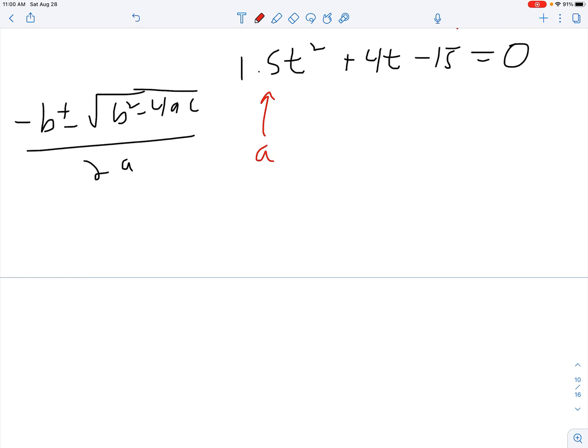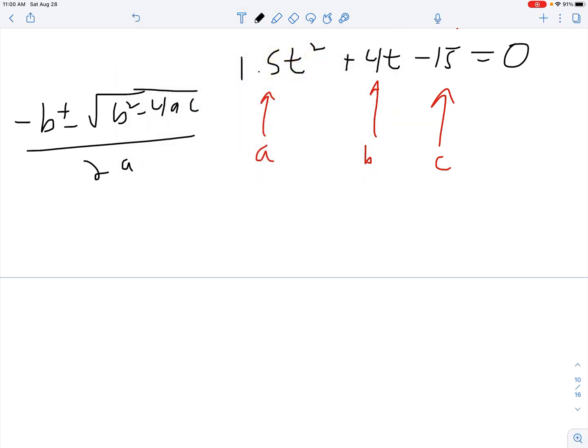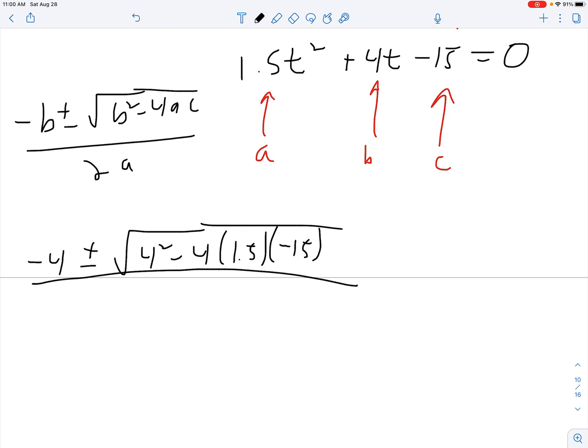But this is my A, this is my B, this is my C. So I'm going to get the opposite of B plus or minus the square root of B squared minus 4AC, all over 2A. Okay, so I get minus 4 plus or minus the square root of 16 plus, I'm going to multiply all that out.